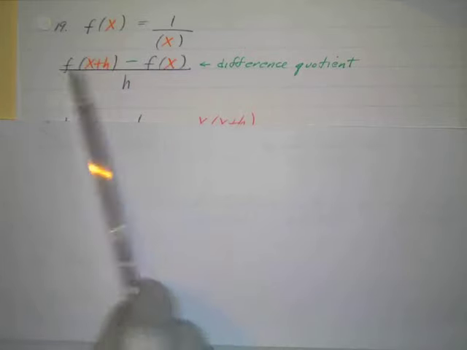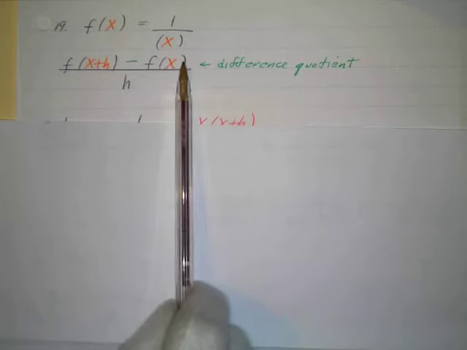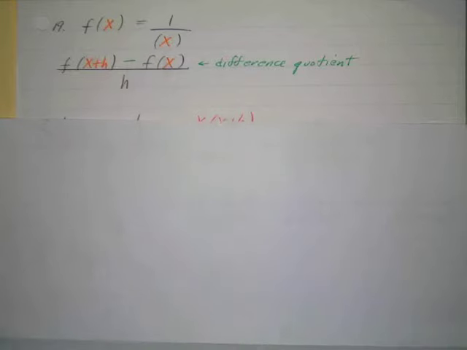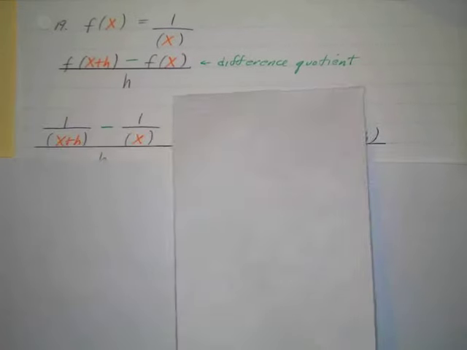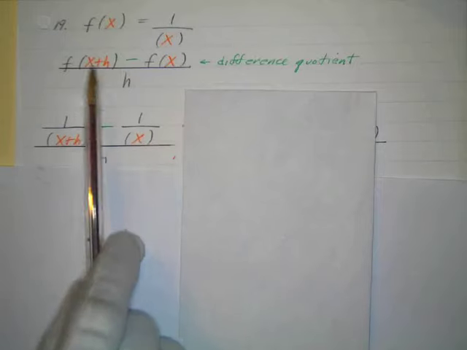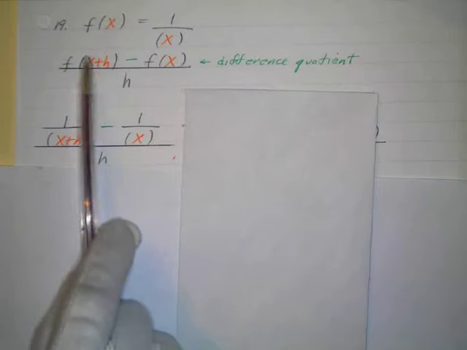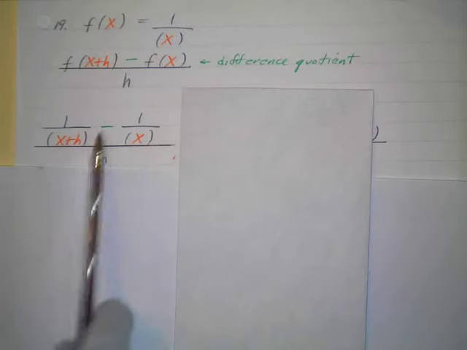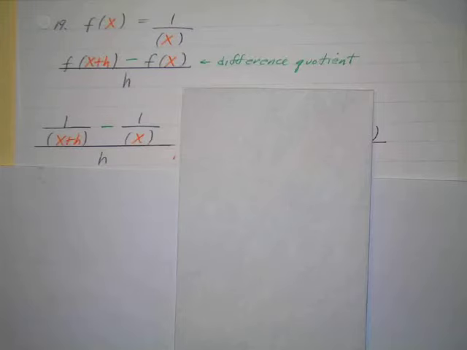So this is my difference quotient, f of x plus h minus f of x over h. And again, it's going to be 1 over that. So I just substitute that into the difference quotient. So this is 1 over x plus h minus 1 over x, all over h. And then we just have to simplify it.